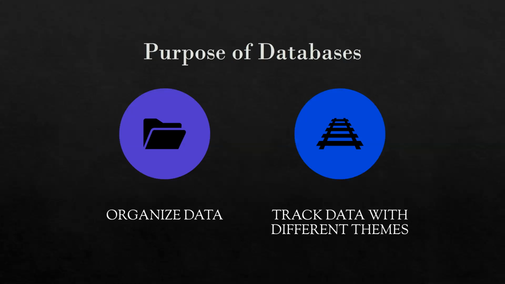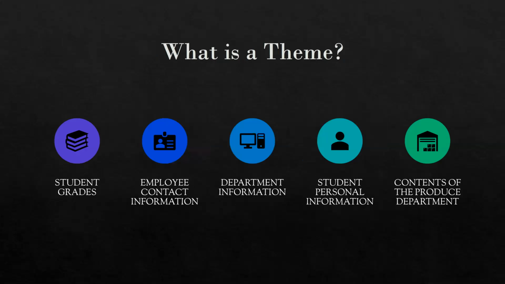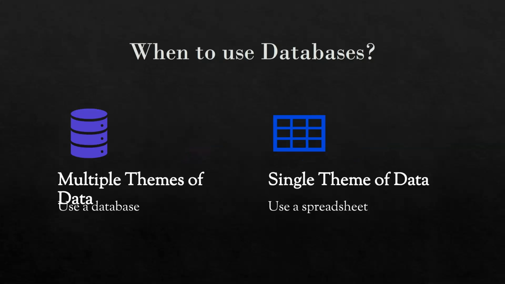Okay. Purposes of databases, we use them to organize data and track data with different themes. So what exactly is a theme? Well, student grades, employee contact information, department information, student personal information, or the contents of the produce department. So when do we use databases? We use them when there's multiple themes of data. When do we use a spreadsheet? If it's a single theme of data.